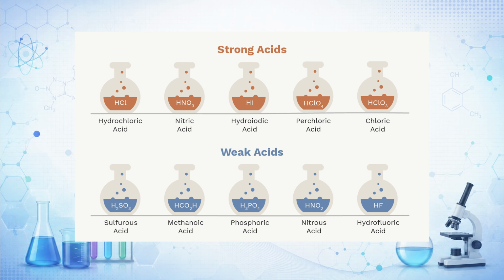Not all acids behave the same way. Some acids completely break apart in water. These are called strong acids. Examples of strong acids are hydrochloric acid, sulfuric acid, nitric acid, hydrobromic acid, hydroiodic acid, etc. Examples of weak acids are acetic acid, carbonic acid, phosphoric acid, formic acid, etc.